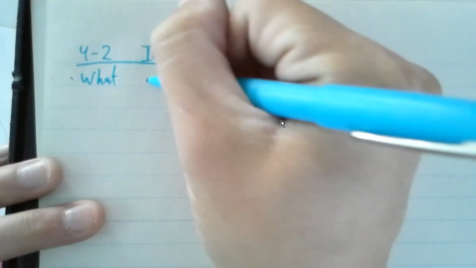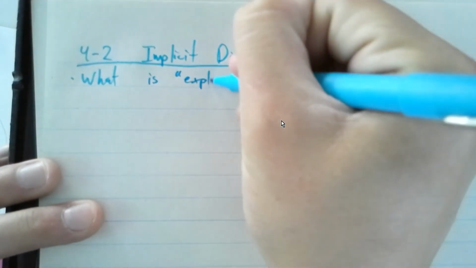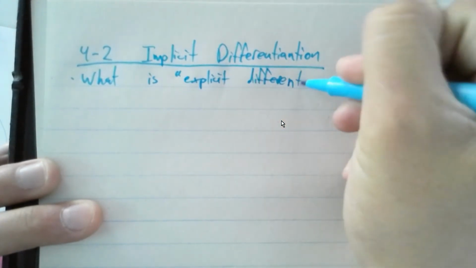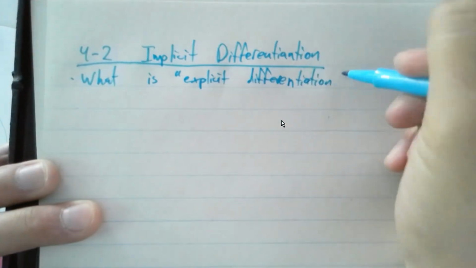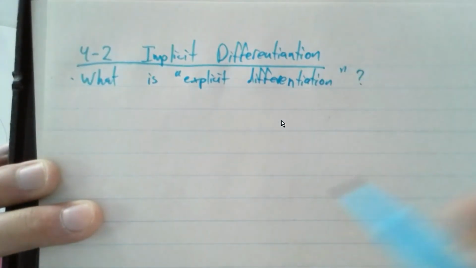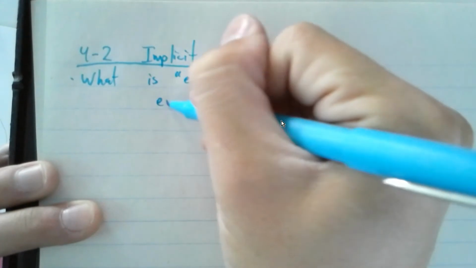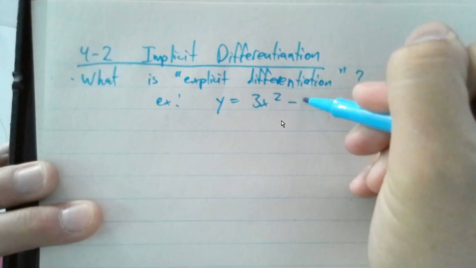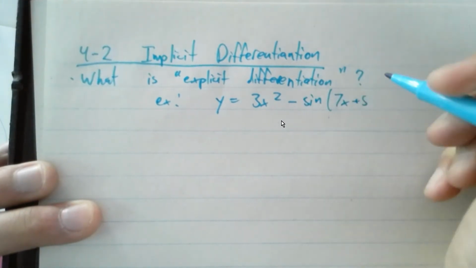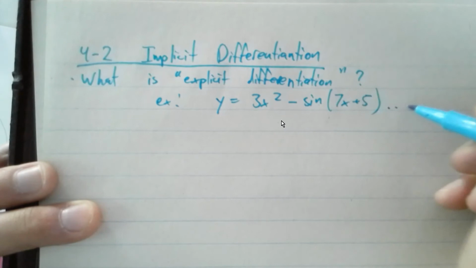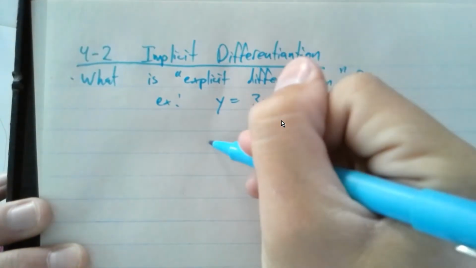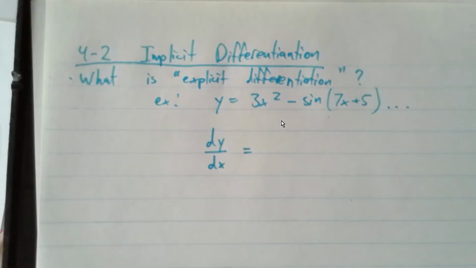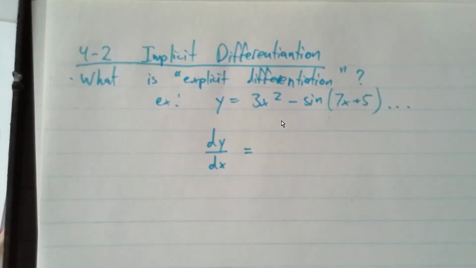So first, let's define what is explicit differentiation. What does explicit even mean as opposed to implicit? An example would be this: y is equal to 3x squared minus sine of 7x plus 5. And then I'm going to ask you for dy over dx. We can actually make this a warm-up problem, so let's go ahead and do that really quick.